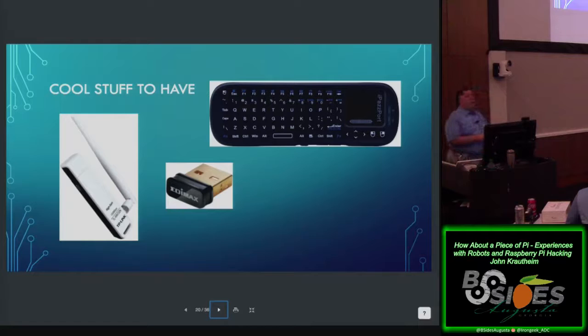So if you want to do serious hacking, you've got to get at least the little EDIMAX. This is the little EDIMAX adapter here, little tiny nano. That's an 802.11n Wi-Fi adapter, 150 megabits. I found out that I couldn't run Nmap and do basic scanning off of the built-in Wi-Fi on the Raspberry Pi 3. So when I plugged in this EDIMAX one, that at least gets me the capability to do the basic scanning because the kernel supports it.